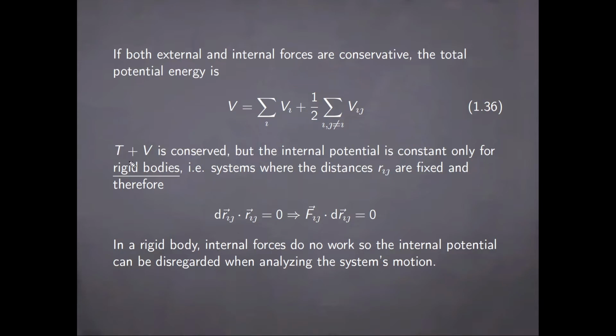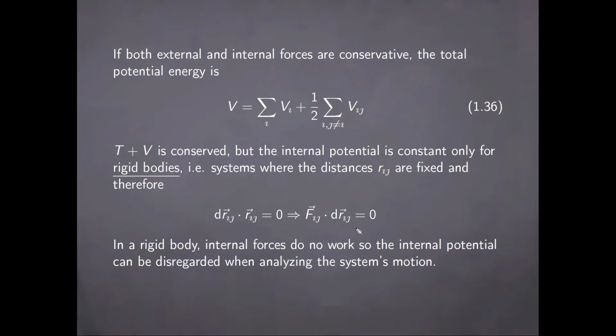Now, with these considerations in mind, the sum of the kinetic and potential energy is conserved, but the internal potential is constant only for rigid bodies. That is, for systems where the relative distances between particles are fixed. And therefore, in such a system, a differential change in the relative distance must be perpendicular to the line joining the particles, or equivalently, the mutual force acting between the particles needs to be perpendicular to this differential change.